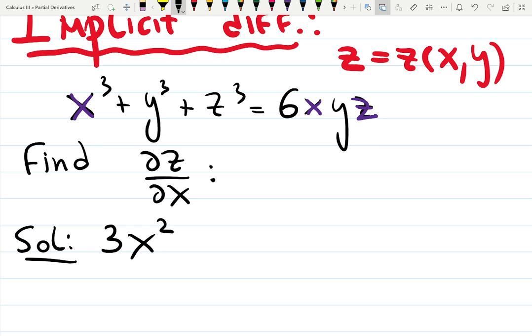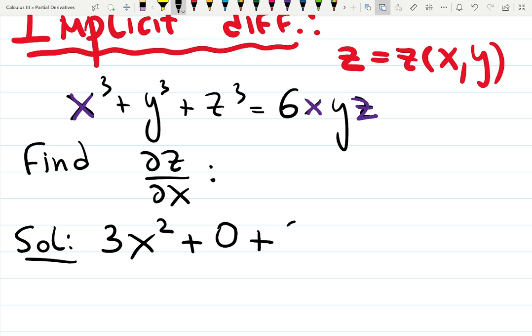Y cubed is a constant. Derivative of a constant, being isolated like so, is 0. Agree? Z is a variable, a dependent one. So what? It's fine. So we're treating it as not a constant.